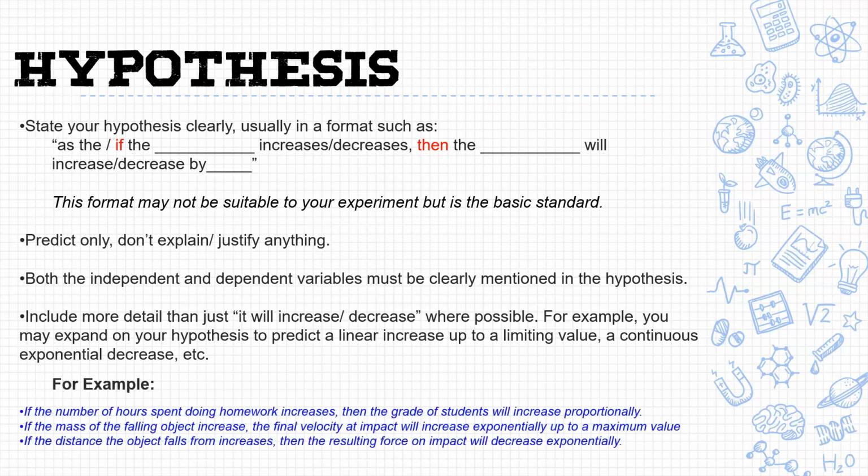Let's look at an example. If the number of hours spent doing homework increases, then, so we've got if-then, the grade of students will increase proportionally. Great hypothesis. Very clear we're talking about hours doing homework and student grades as our variables. If the mass of the falling object increases, the final velocity impact will increase exponentially up to a maximum value. Clearly got mass, final velocity, variables, relationship, exponentially to a maximum value.